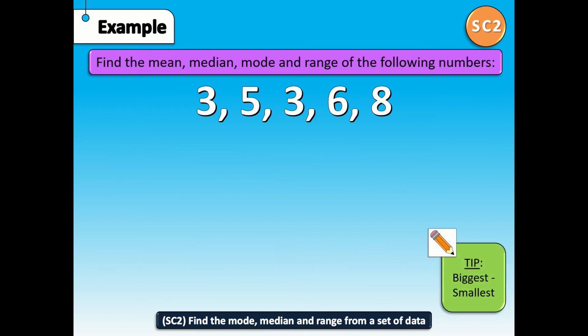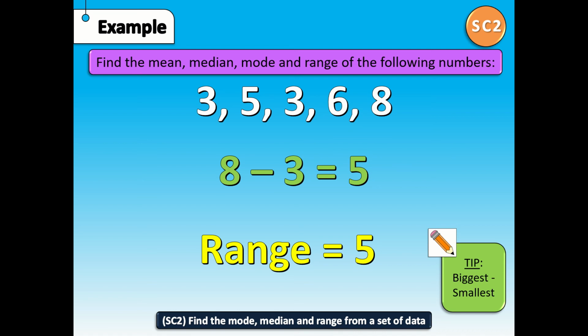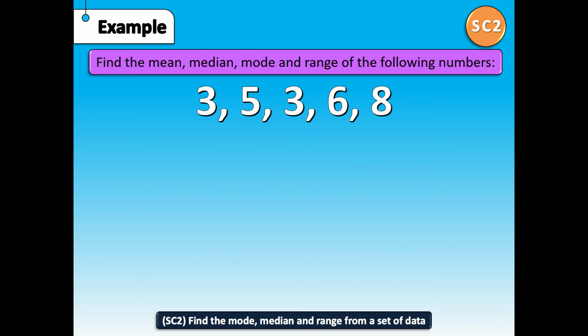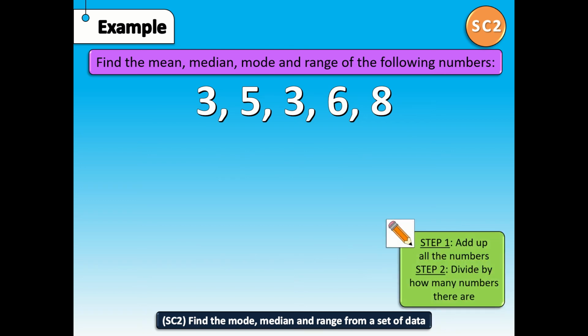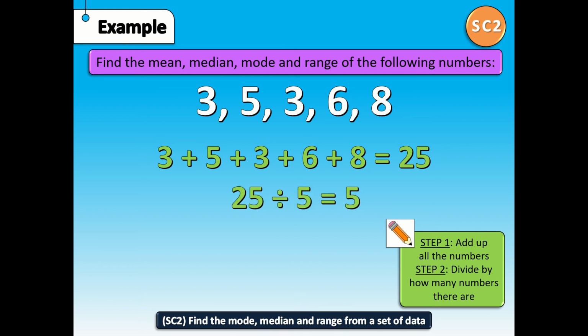To find the range, we do the biggest number, take away the smallest number. So the biggest number is 8 and the smallest number is 3. So the range is 5. And finally for the mean, we add all the numbers together and then we divide by how many numbers there are. So there are 5 numbers, so we divide 25 by 5, so the mean is 5.